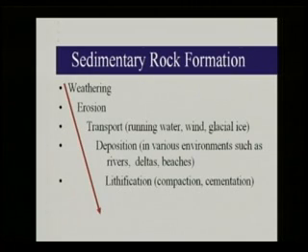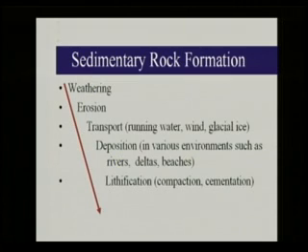This diagram summarizes how sedimentary rocks are formed. We have weathering, erosion or removal of those sediments. They are transported via running water, wind, glacial ice. They are deposited in various environments, including rivers, deltas, beaches, glacial moraines, and then they can be lithified, compacted, and cemented together.